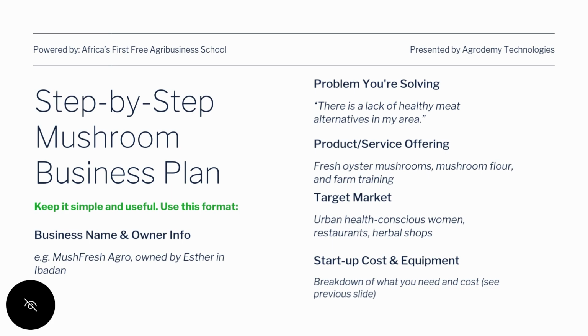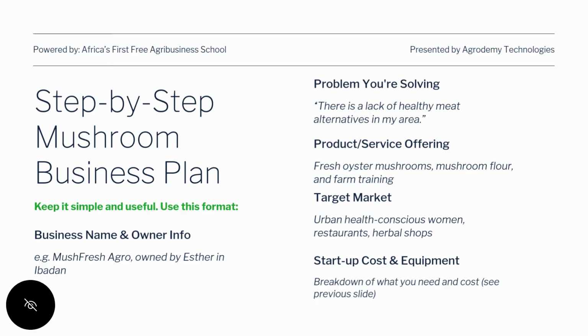So what are the step-by-step things you want to go through when you are trying to design your business plan? There are a few things I want you to look into. Keep it simple, keep it useful. Use this format: your business name and your information, e.g., Mush Fresh Agro, owned by Esther in Ibadan. What is the problem you are solving? There's a lack of healthy meat alternatives in my area. What is your solution? Fresh oyster mushroom, mushroom flour, and farm training.